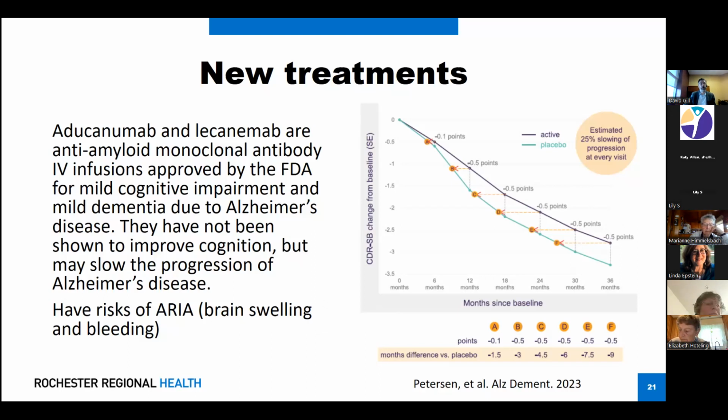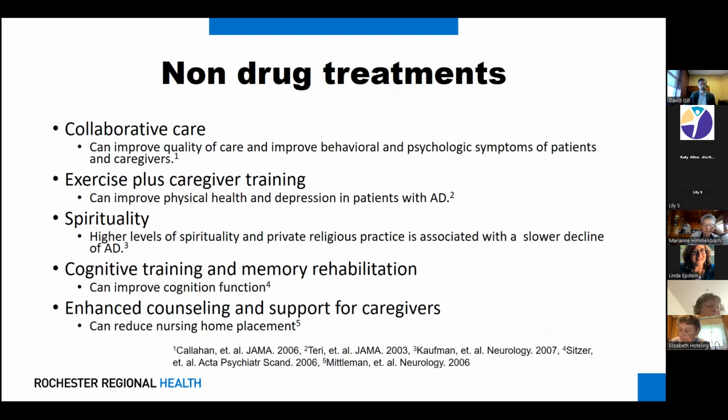There's many non-drug treatments that can be used as well, and we talk a lot about these with our patients. So being active in general, supportive care for caregivers, programs like this, focused memory rehab are all helpful. And so it's important to know that there are things that can be done that aren't just medications.